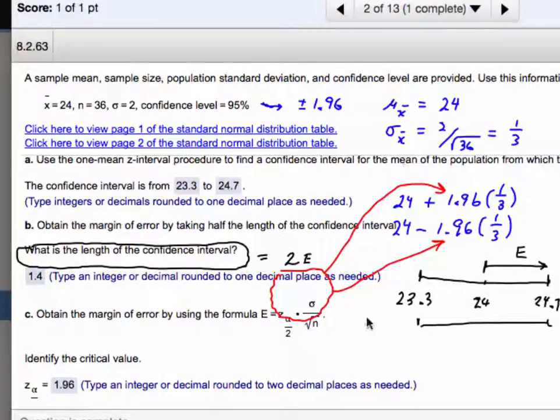What confuses you is when in B it asks you to obtain the margin of error by taking half the length of the confidence interval. And then it asks you right after that, what is the length of the confidence interval? So you're looking at B because that's the question it's asking. And then it hits you with that curveball going, well, what's the length of the confidence interval? Right. Yeah, that's what I said. Exactly, right. Okay. Other questions?